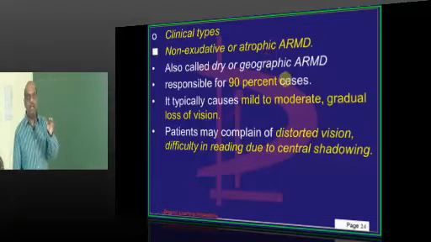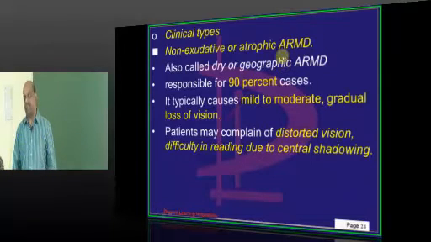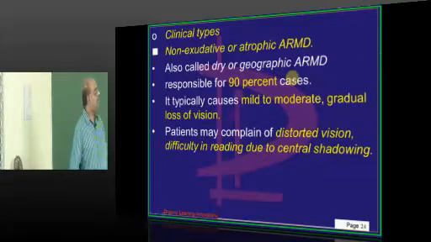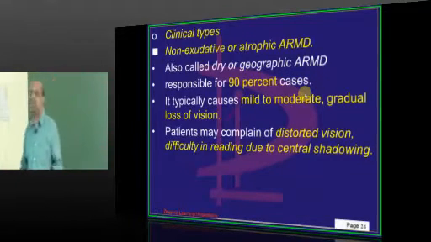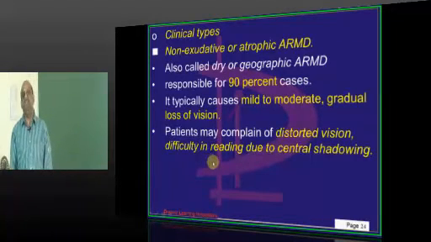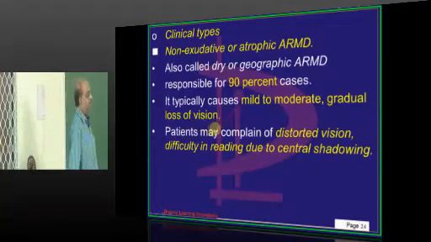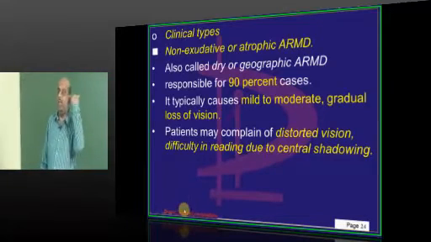Non-exudative, otherwise called atrophic age-related macular degeneration. It is also called dry or geographic age-related macular degeneration. 90% of cases are non-exudative, hence called dry. There is a gradual loss of vision, unlike the exudative type where it is much faster.